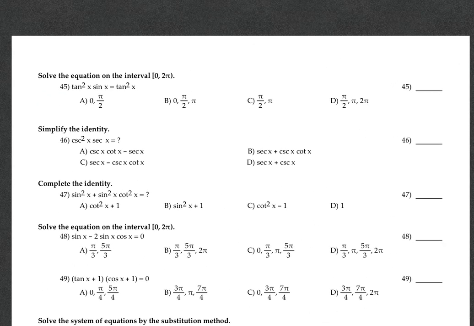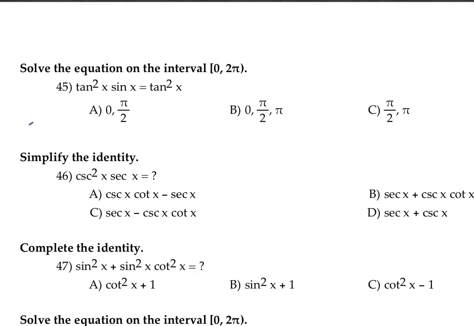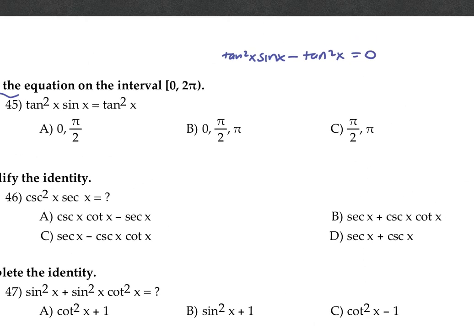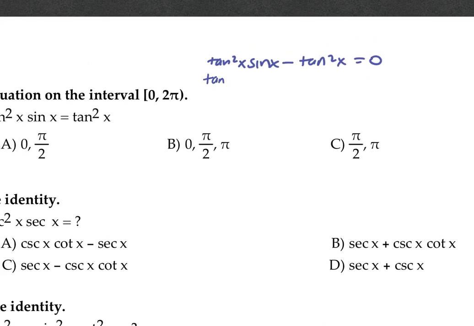Forty-five says tan squared times sine equals tan squared. So we're solving here. I need to get everything to one side, so I'd get tan squared x sine x minus tan squared x equals 0. And then I can factor out a tan squared x. So this would be sine x minus 1 equals 0.